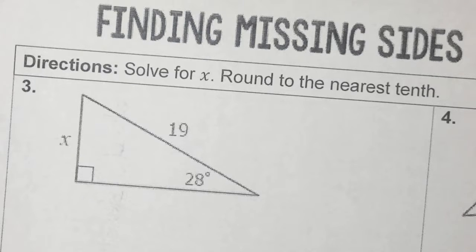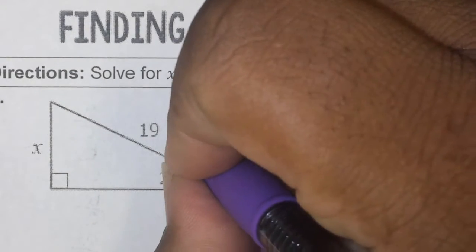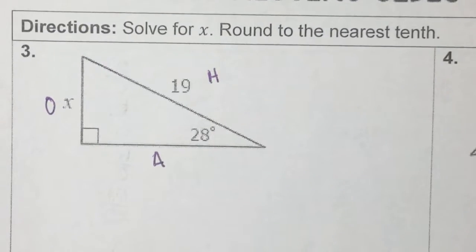Rick, I haven't called on you yet. Number 3, label this triangle for me. 19 is H. X is O. A is the blank side. Rick, based off what you just told me, which trig function would you use to solve this problem? You can use your foldable, man.